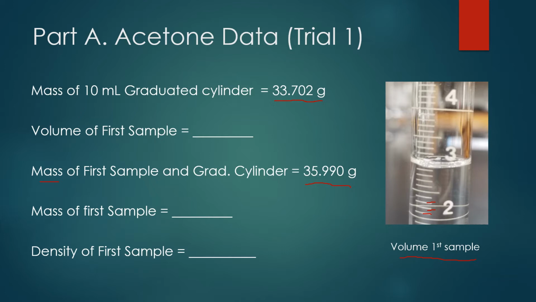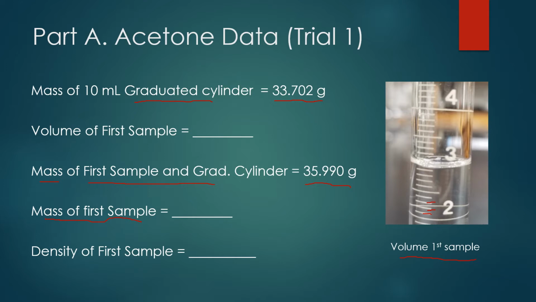Using those two masses, the cylinder by itself when it was clean, dry, and empty, and then the cylinder with the first sample in it, we're going to calculate the mass of the first sample. Remember, when you're calculating, you want to subtract the sample and graduated cylinder and take out just the graduated cylinder. That will give you the mass of the first sample.